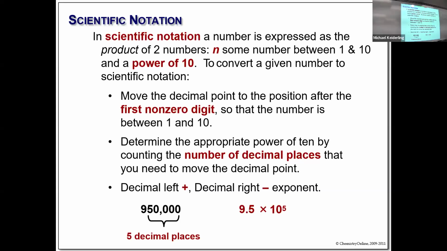And to convert, you move the decimal point. So here you go 1, 2, 3, 4 steps to the left. Every time you move the decimal point to the left, you add 1 to the exponent. Every time you move the decimal point to the right, you subtract 1. So big numbers end up with a positive power. Little numbers, smaller than 1, end up with a negative power.